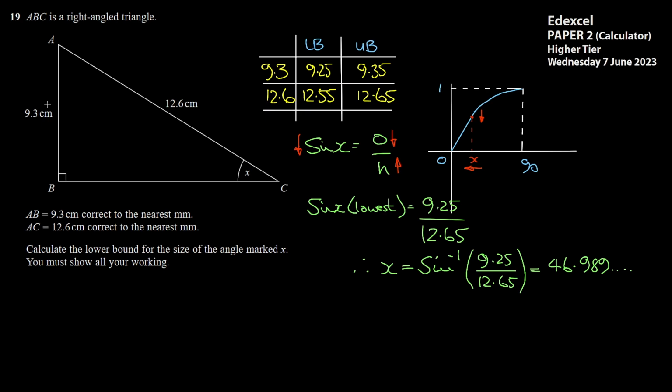But given that our quoted lengths were only to 1 decimal place, I would say we needed to quote this to 1 decimal place. So therefore x is equal to 47, and that is to 1 dp. And that is your answer.